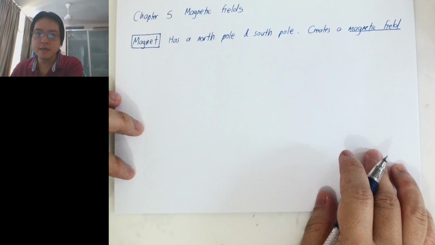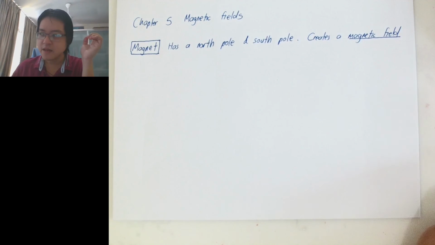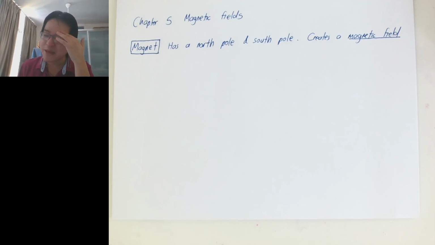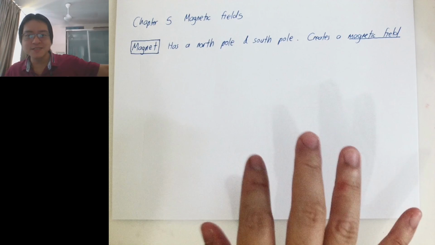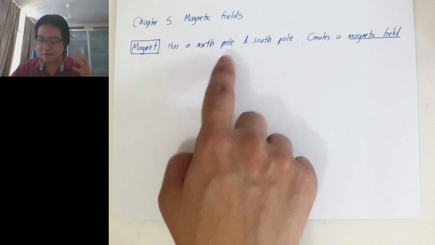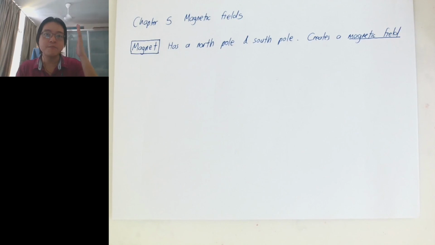So famously, magnets were discovered in Greece, I think, right? And the word comes from something like Magnesia. I don't remember the details, but we can easily find it on Wikipedia. But it has a north pole and south pole, and of course, since the olden days, people have been using a magnet as a compass.